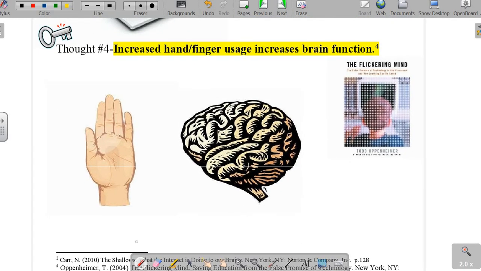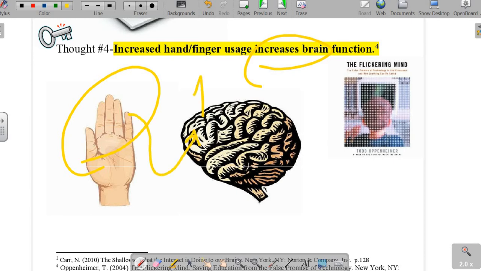Number 4, increased hand and finger usage increases brain function. So the more you're using and interacting with your hands and gesturing, it increases positively your brain function.